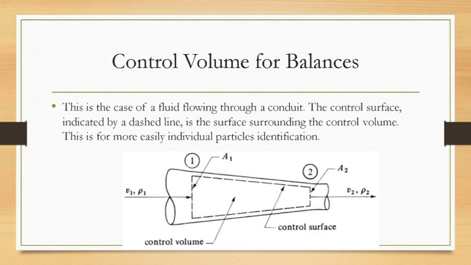If we need to define the control volume for the balance we are going to do, in this case for a fluid flowing through a conduit, the control surface indicated by this dashed line is the surface surrounding the control volume. This will help us to more easily identify individual particles.